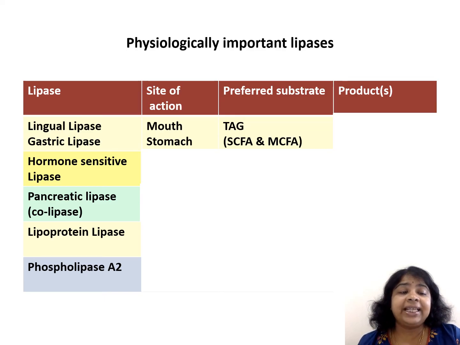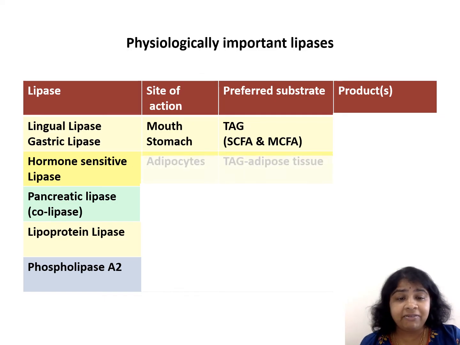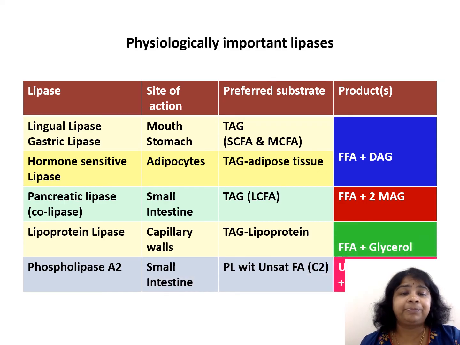Apart from that, there is one hormone sensitive lipase which is present in adipocytes. So we look at this when we need to discuss about beta oxidation. So there is a hormone sensitive lipase. So these are the various different lipases that are present in the body.